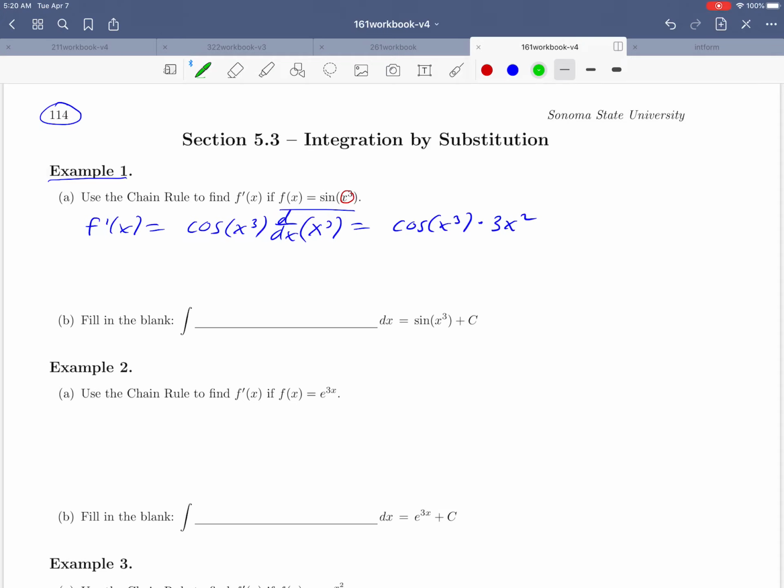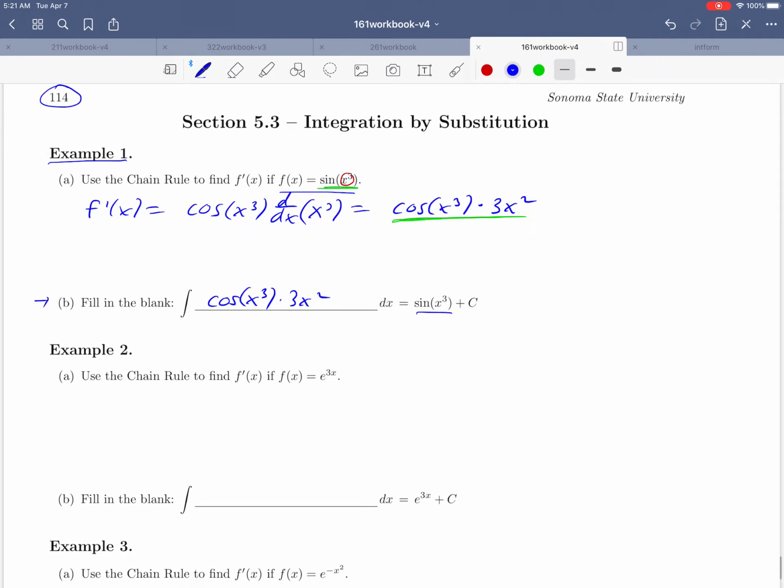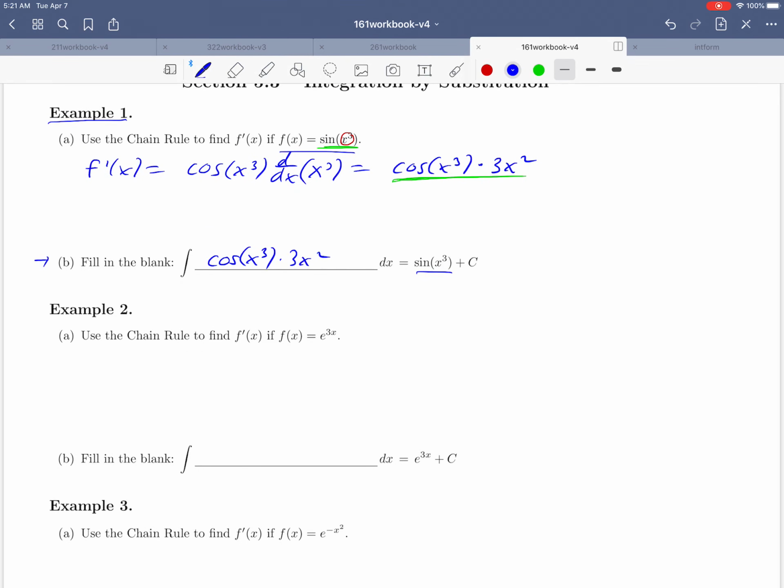Okay, so we took the derivative and got this function, so we could also say that the antiderivative of cosine of x cubed times 3x squared is equal to sine of x cubed. And that's what part B is getting at. If we take the antiderivative, remember that's what this integral sign is representing, of cosine of x cubed times 3x squared, we should get back to the function that we started with. Okay, that's just restating what we calculated in part A in terms of antiderivatives. Kind of all of the examples that we're going to do have that sort of flavor to them.